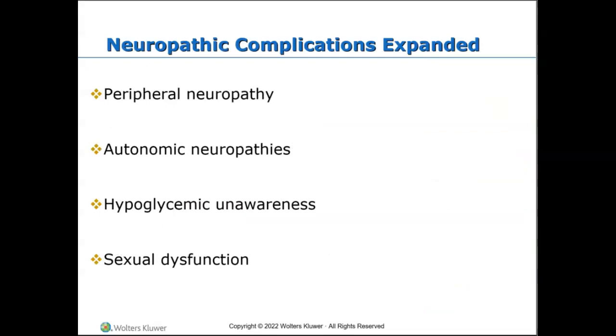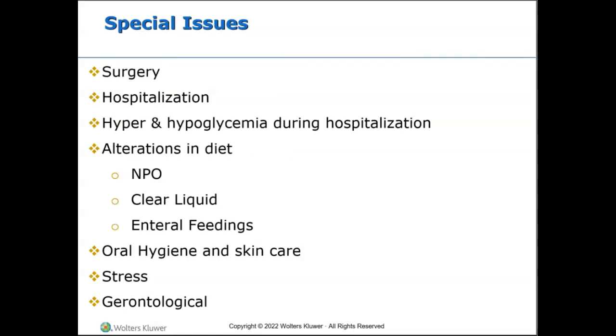Other neuropathic complications would be peripheral neuropathy, autonomic neuropathies, hypoglycemic unawareness, and sexual dysfunction. Again, pause the video, go to your book, make yourself note cards of this information so that you're able to understand it and pick it out from examples given on HESI and NCLEX and your tests.